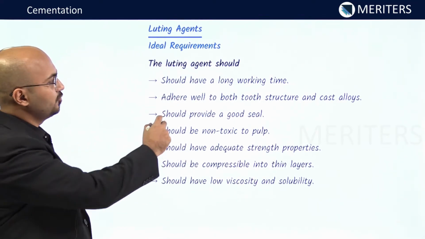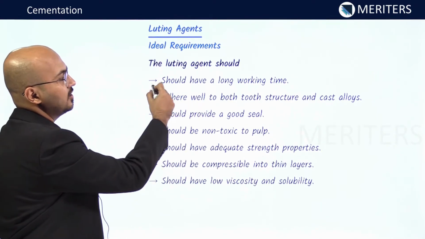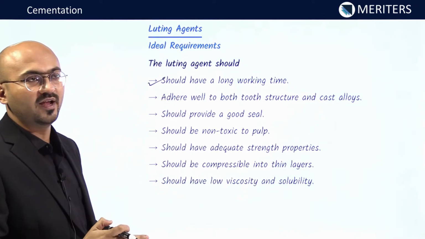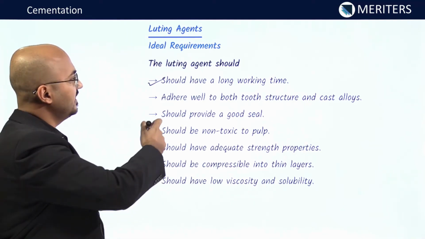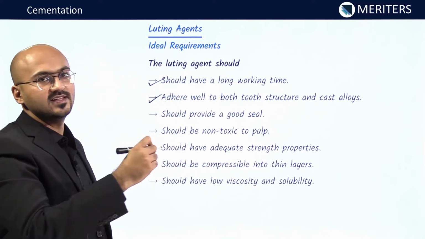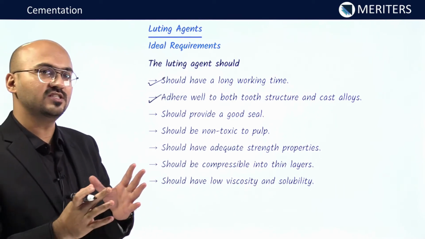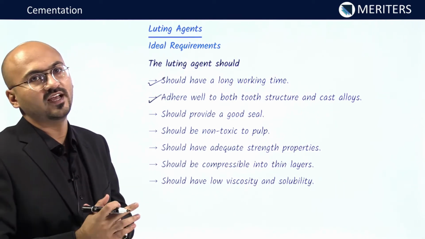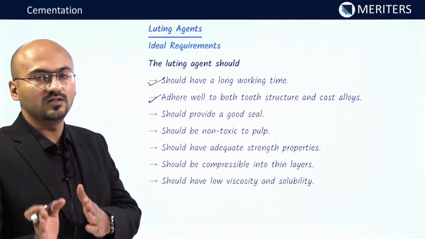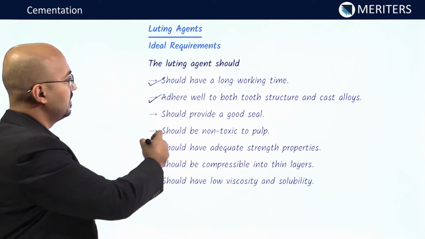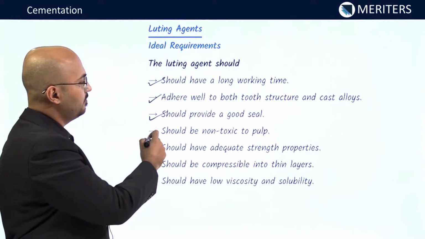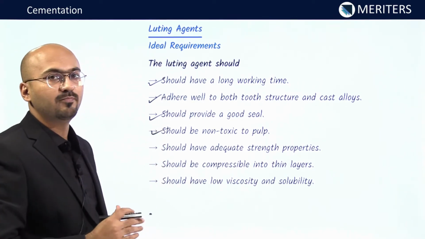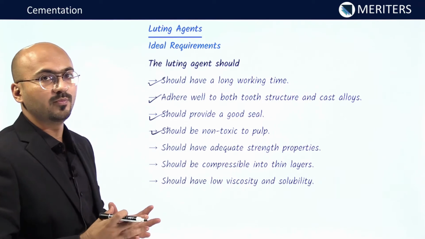The luting agent should be something that has a long working time so that you have enough time to load, mix and place it in the mouth. It should adhere well both to the tooth structure as well as the alloy. It should not just bond to the tooth or the restoration. It has to be a bridge between the restoration as well as the tooth. Should provide a good seal. There should be no micro leakage of that cement. It should not be toxic to the pulp. It should have a pulp protection phenomenon to it.